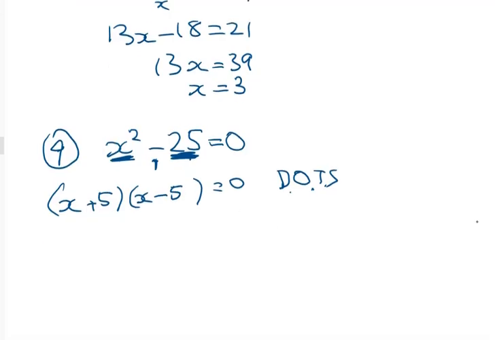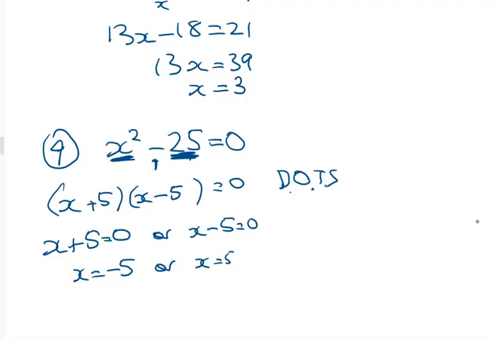So we're not done yet because we've just factorized. We still have to find the two x values. So either x plus 5 equals 0 or x minus 5 equals 0. X is equal to negative 5 or x is equal to 5. Okay, so that's my final answer for that one.